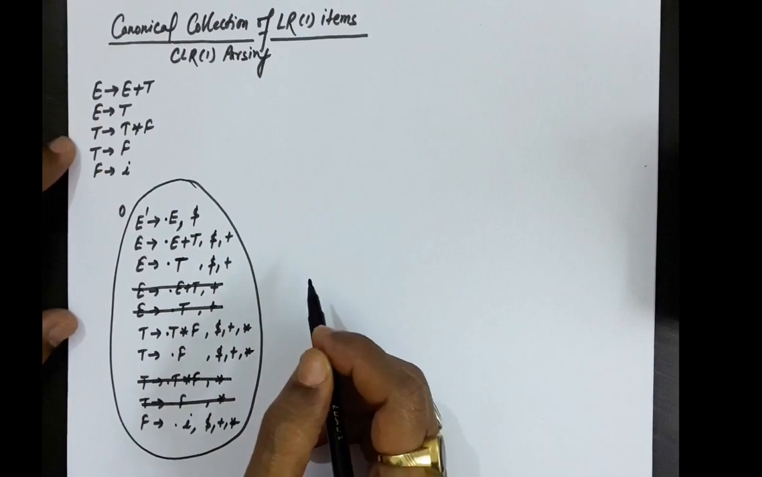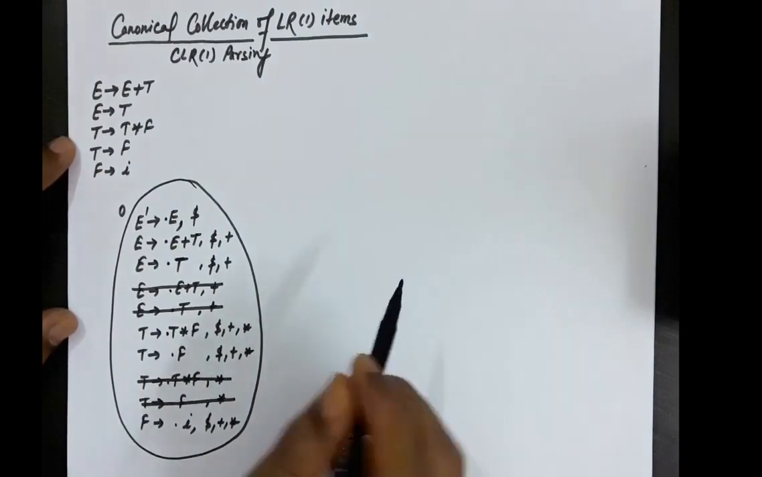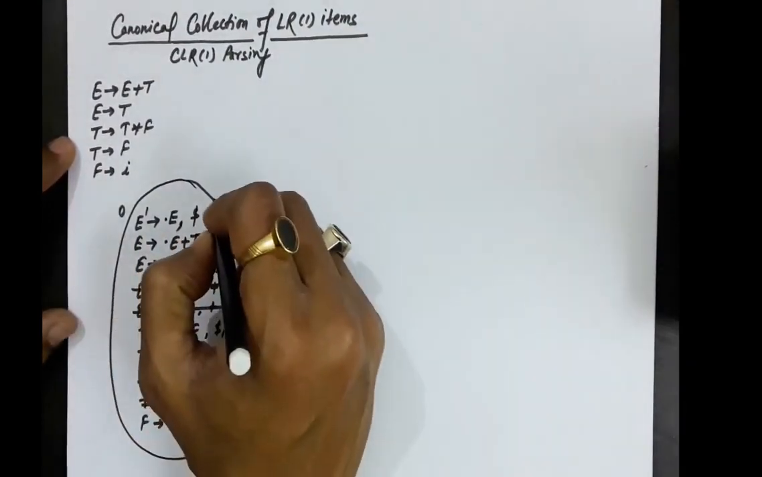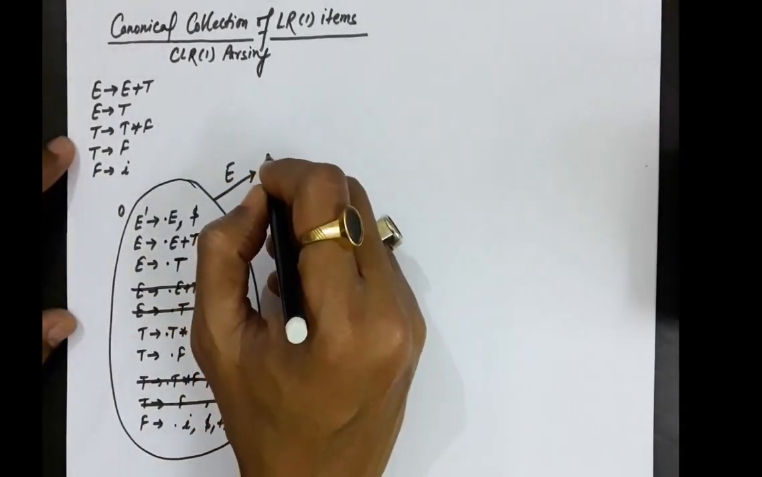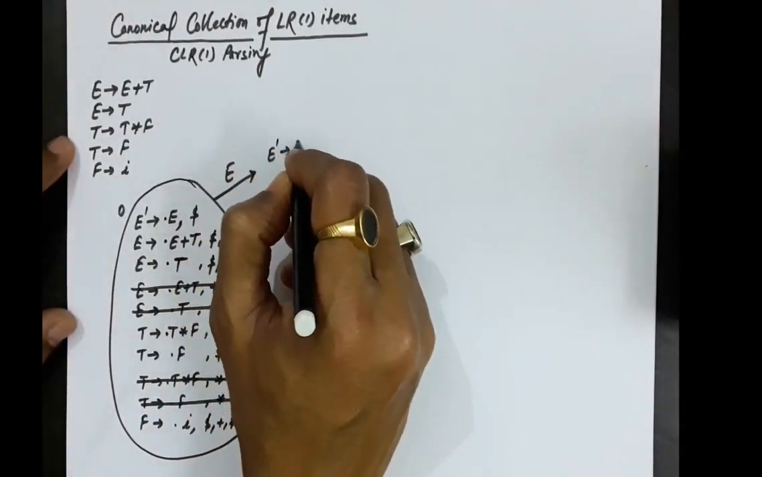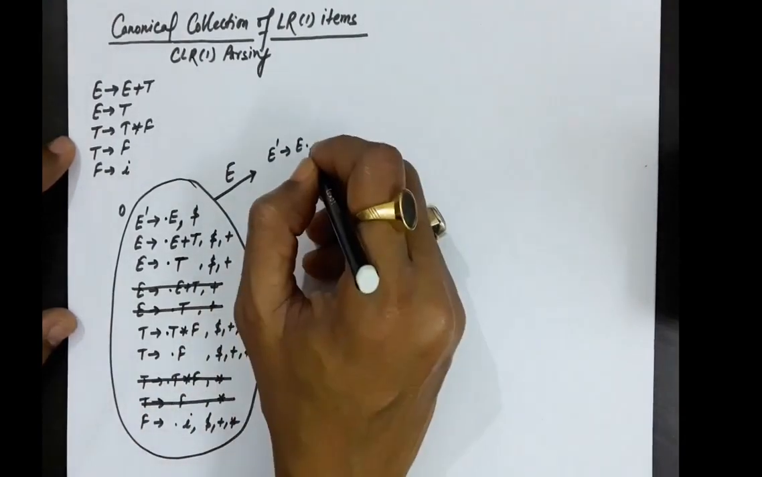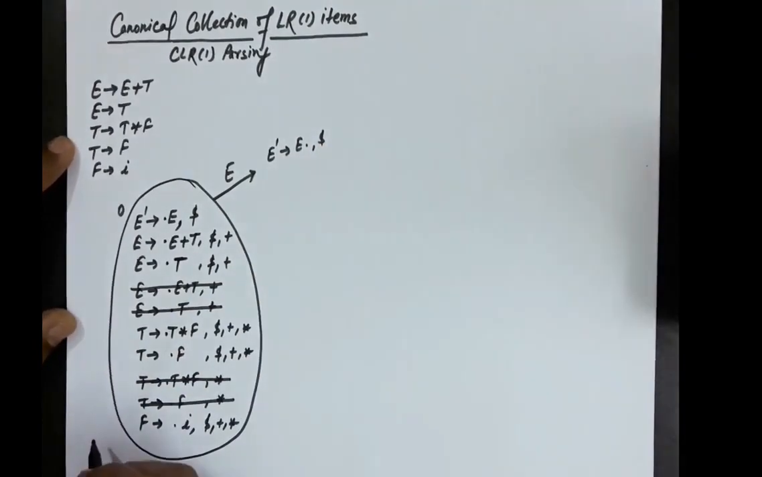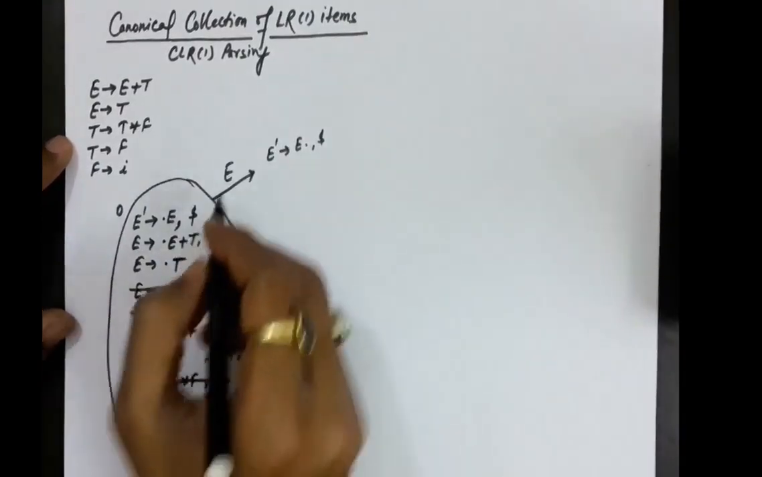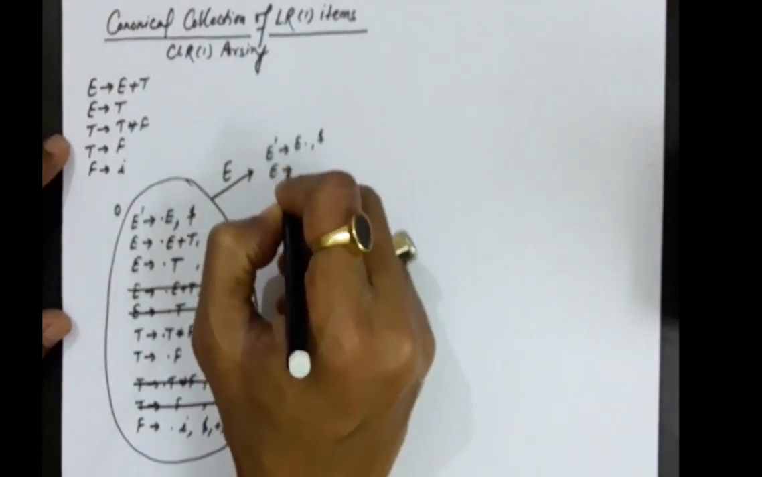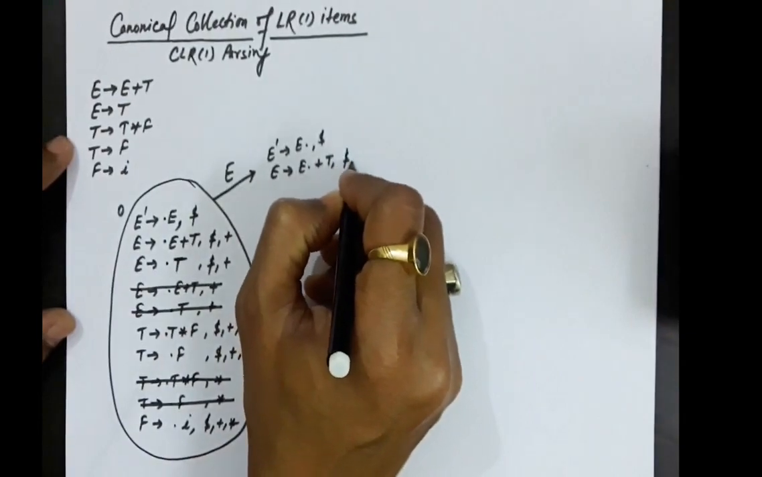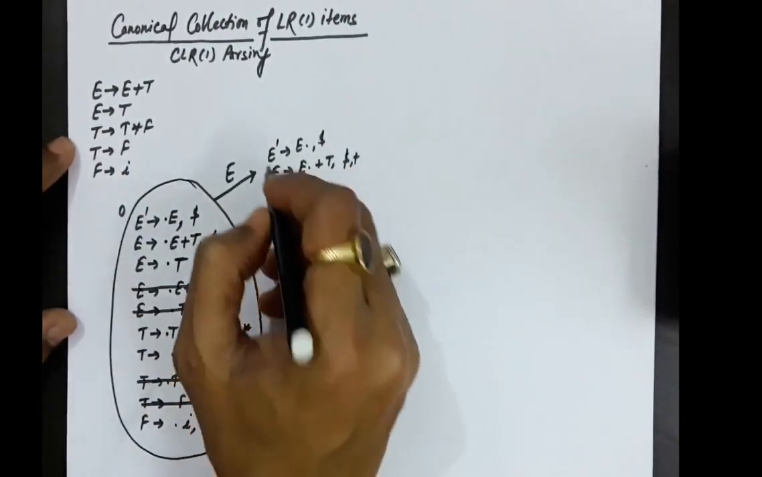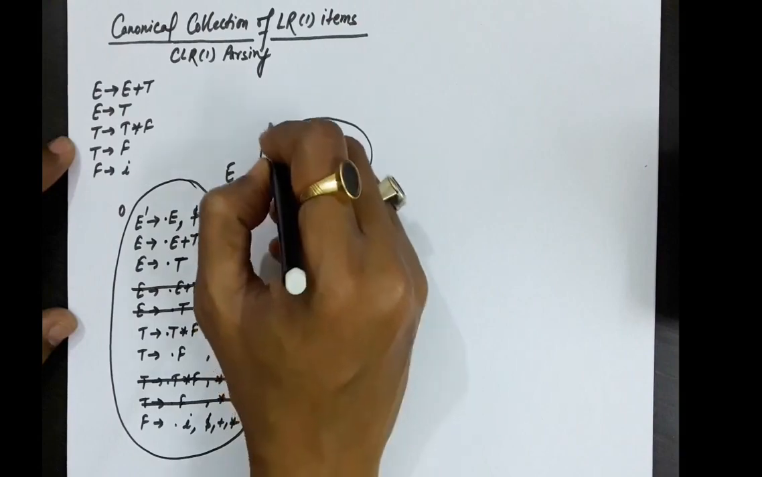So this is state number 0. Now we are going to take the different symbols, and we will see the transitions. The first transition will be with this capital E. So E dash produces E dot here with a dollar as a look ahead, and then E produces E dot plus T with dollar and plus as the look ahead. So this is state number 1.